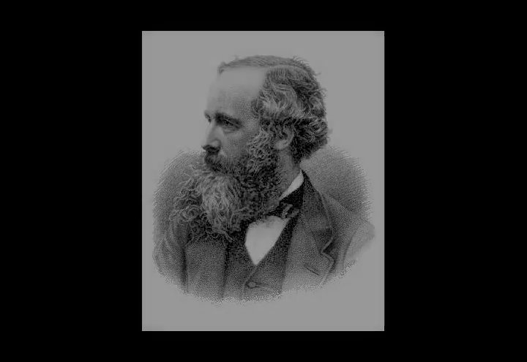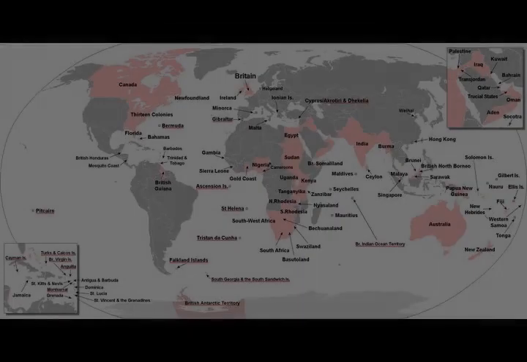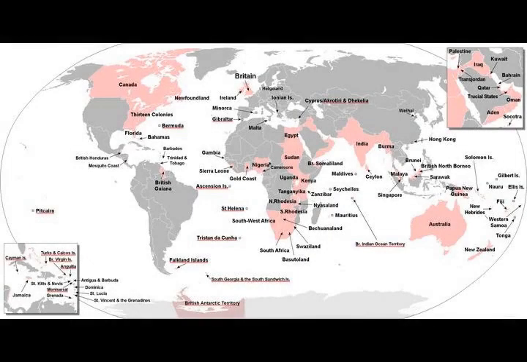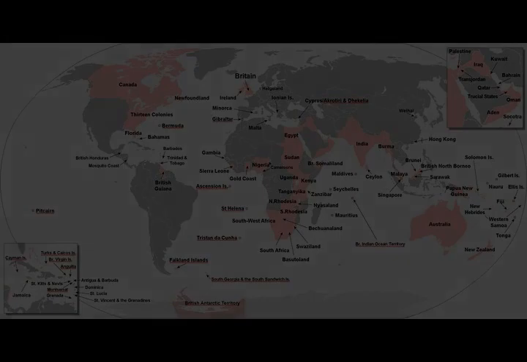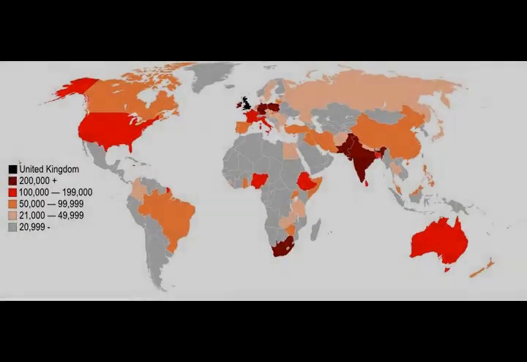More recently, Hugh MacDiarmid and Neil M. Gunn contributed to the Scottish Renaissance, with grimmer works from Ian Rankin and Iain Banks. Scotland's capital, Edinburgh, was UNESCO's first worldwide City of Literature.